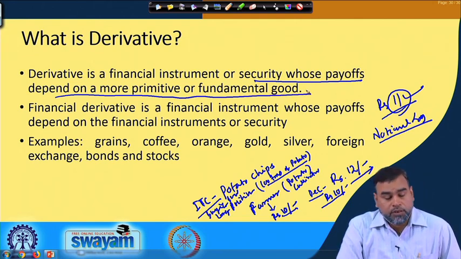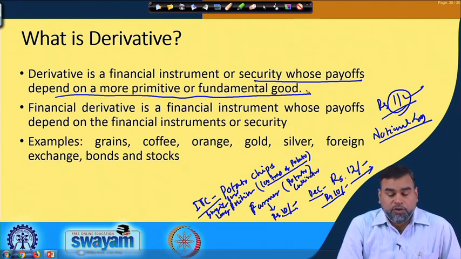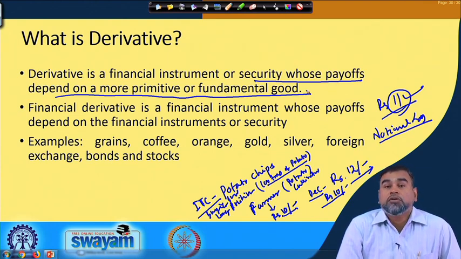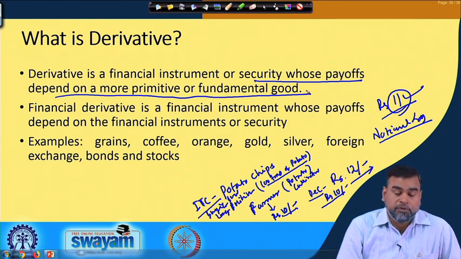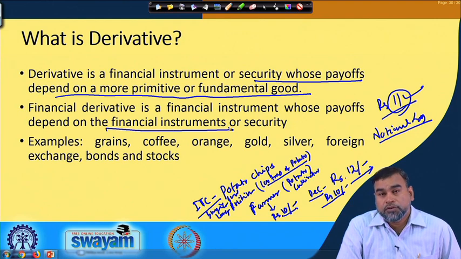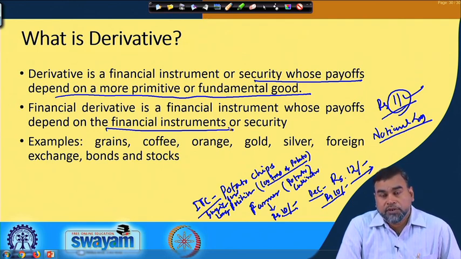Here we have taken the example of the potato, but in the place of potato, this can be a stock, this can be a bond, this can be anything. So, if the price of that contract or the payoff depends upon any kind of financial instrument, stock, bond, interest rate, exchange rate, etc., we call them financial derivatives. If the price depends upon commodities like grain, coffee, orange, gold, silver, all these things, these are basically the commodity derivatives.